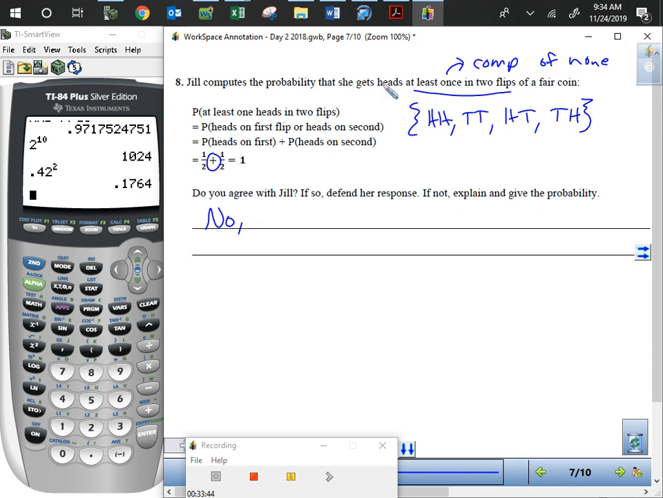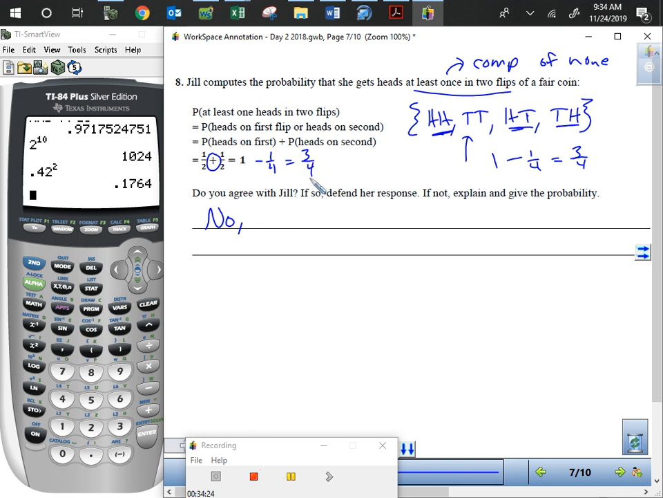So at least one heads, here's the one that works, here's the one that works, here's the one that works, but we could say 1 minus none. Or here, if we take the probability of heads on the first flip, there's 1, 2, 1/2, 2 out of 4, plus probability of heads on the second. So heads on the second, there's 1, there's 2, so 2 out of 4 is 1/2, but we have to subtract off where they both happened. This is the intersection at 1 out of 4.